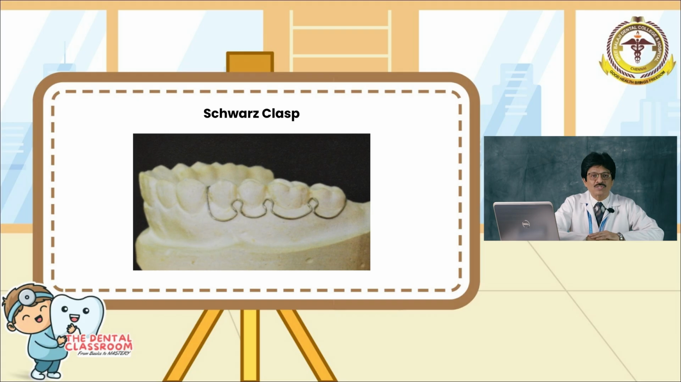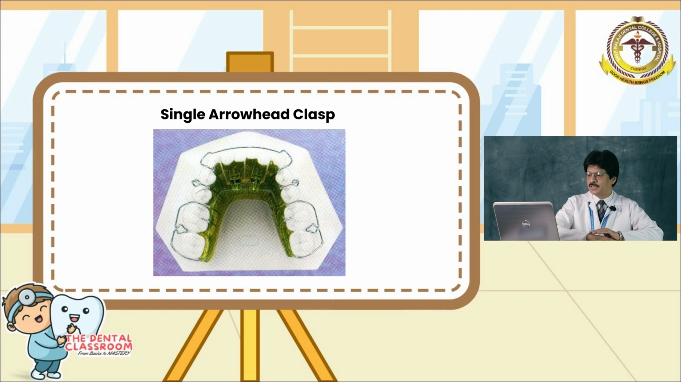Then we have the Schwartz clasp. If you look at this design, this appears more so as an arrowhead, but you require certain pliers for this, the Schwartz pliers, to make this particular type of a clasp. So we have the single arrowhead clasp, as you can see in the diagram here. It seems to engage the interdental undercut in between the first and the second maxillary molar.